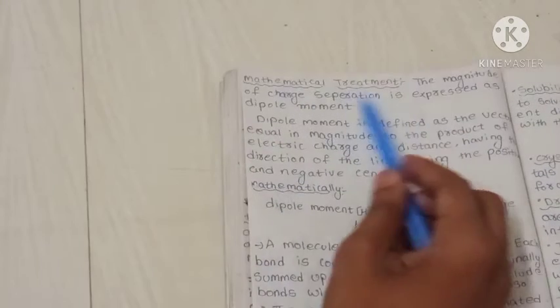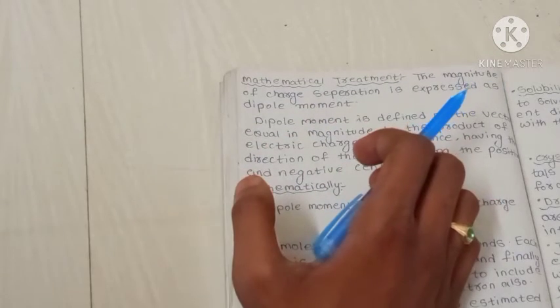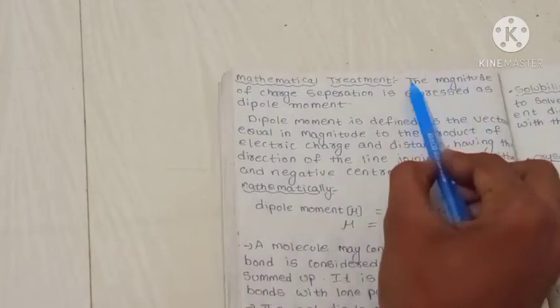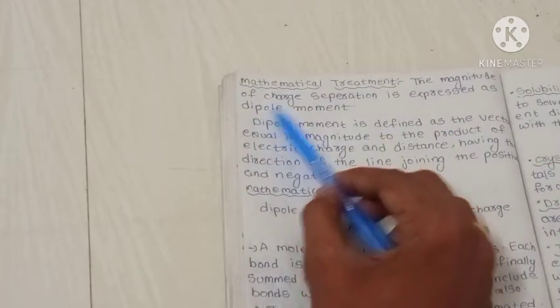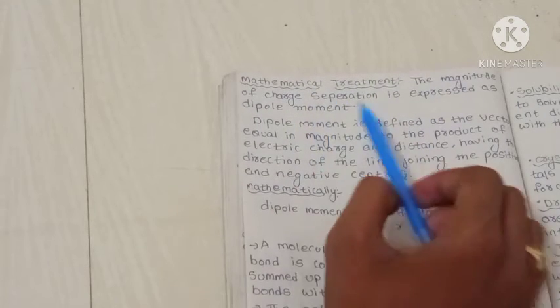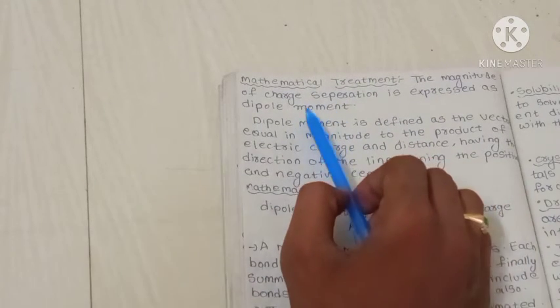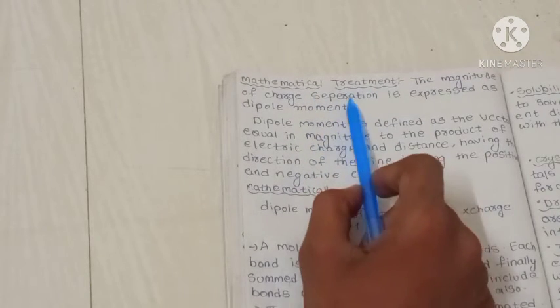Now we will see the mathematical treatment. That means how dipole moment is mathematically defined. The magnitude of charge separation is expressed by dipole moment. That means the magnitude of charge separation is expressed as dipole moment. So dipole moment is a magnitude of charge separation. Simply we can say this.